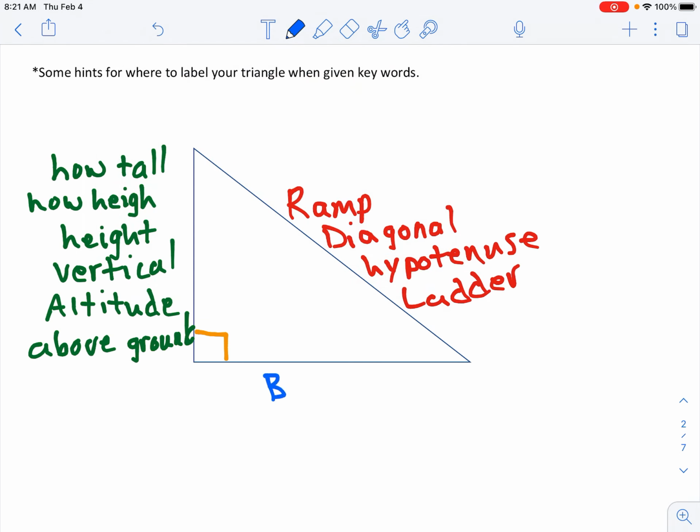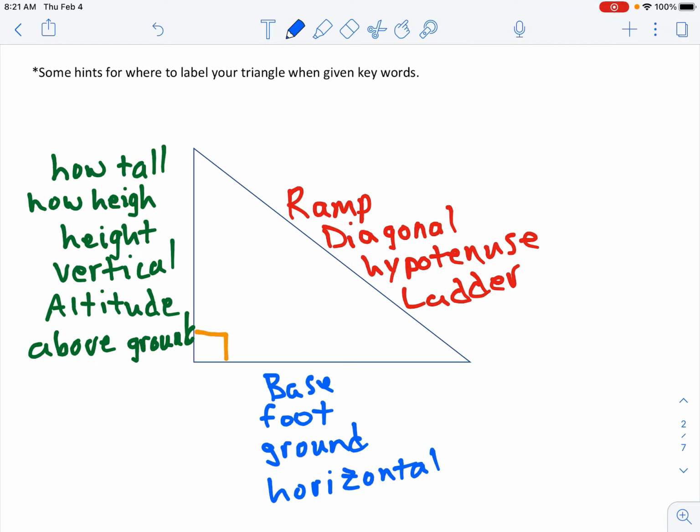If they use the word base, we want to label the bottom. If they use the word foot, ground, or horizontal, these are all keywords that we would label on this side of the triangle.